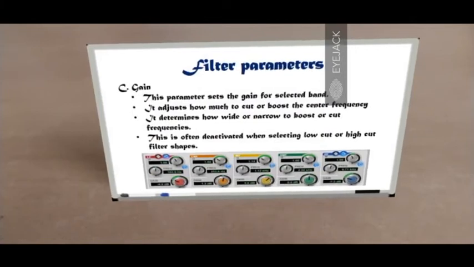Alright, the third filter parameter is gain. This parameter decides whether we have to boost a particular band of frequencies or attenuate a band of frequencies. Now that all depends on the gain value. If the gain value is positive, the band of frequencies will be boosted. And if it's negative, it means it's going to be attenuated.